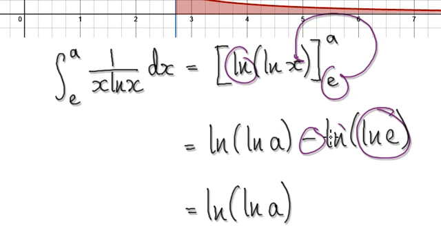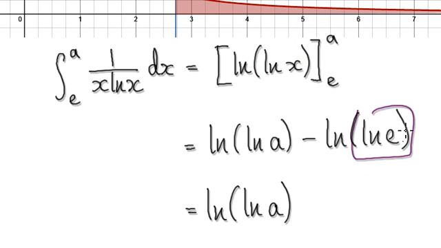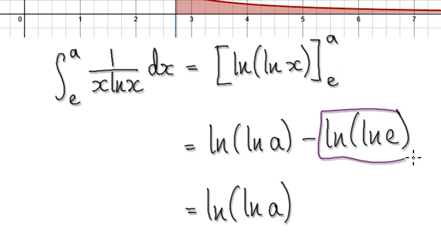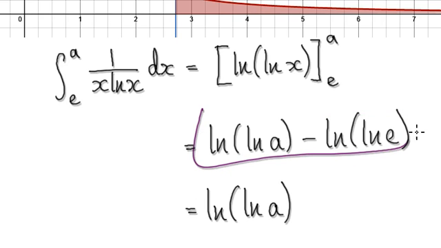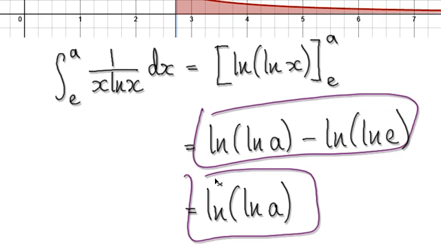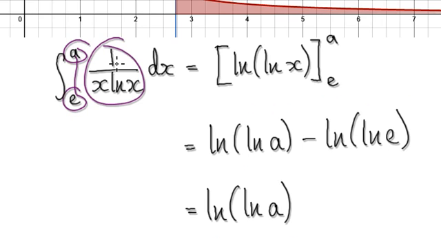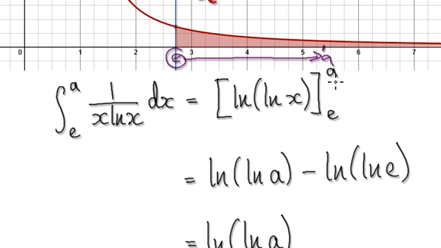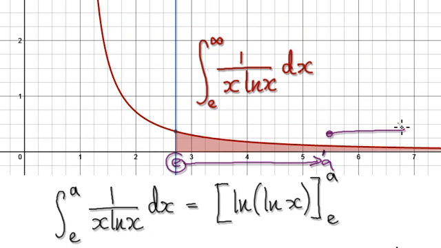So that's this bit, and then you've got your natural log here. Natural log of e is 1, and then you've got natural log of 1 here. Remember, the natural log graph looks like this. Natural log of 1 is 0. So this whole thing here will be 0. So when you integrate from e to a of this thing, it will give you this thing here. But now allow a to head towards infinity.